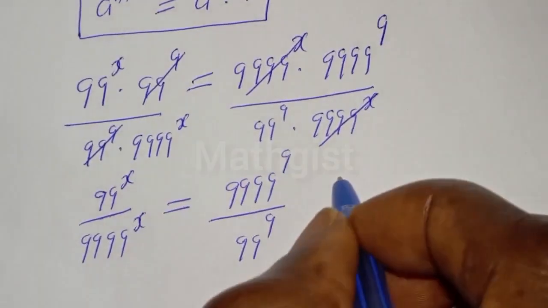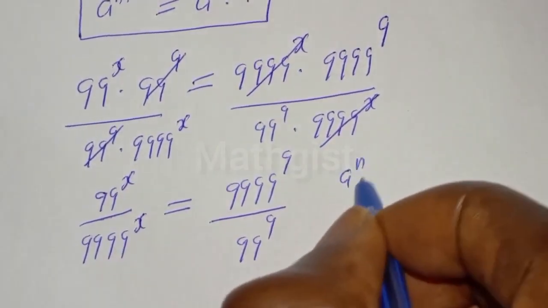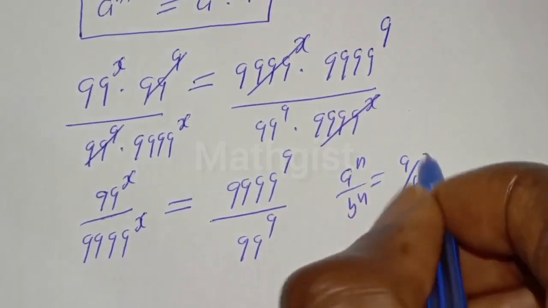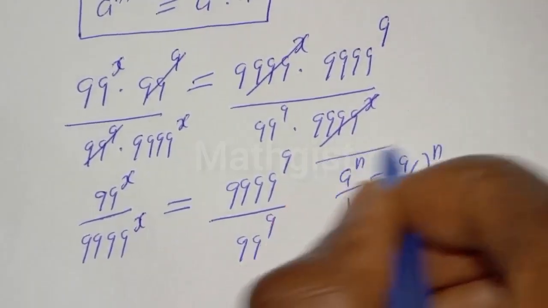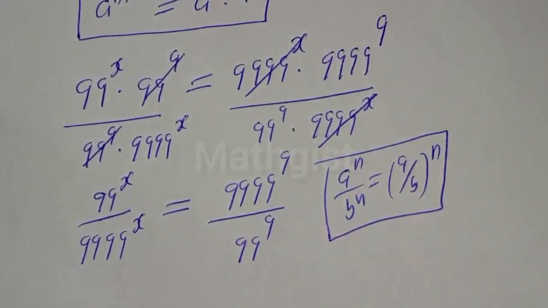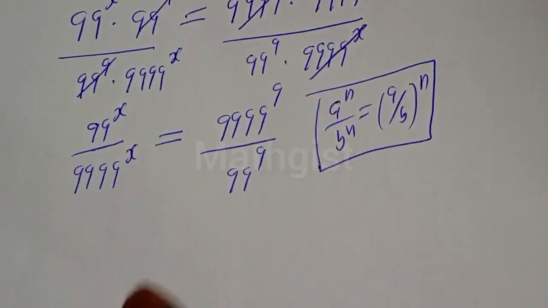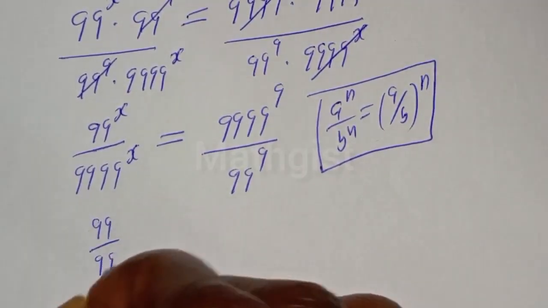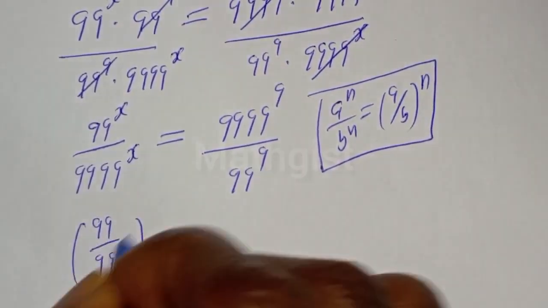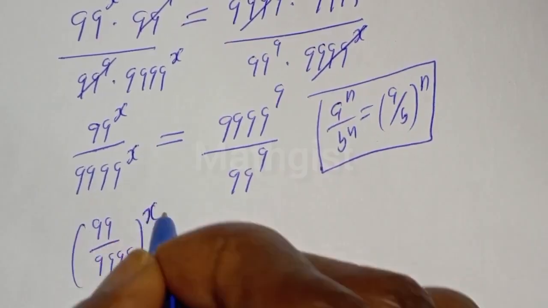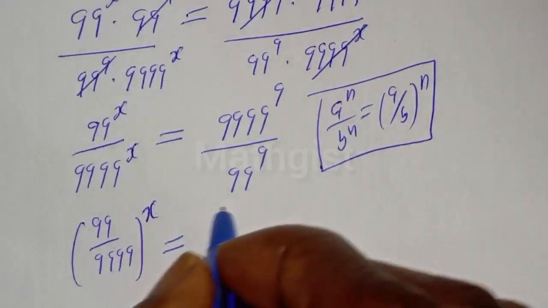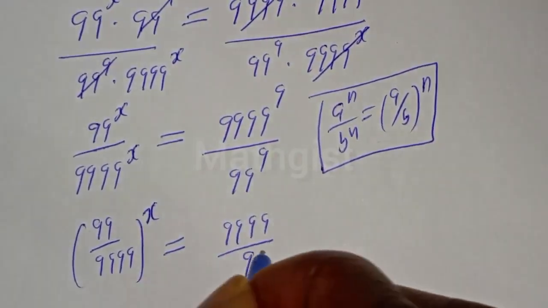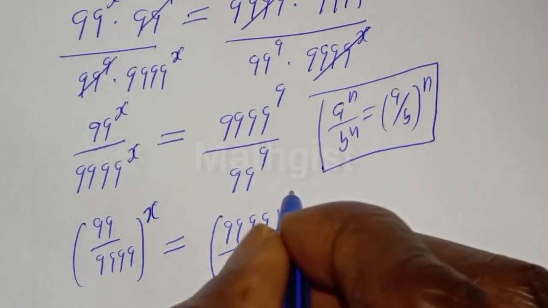Now, if you have a raised to power n over b raised to power n, this is equal to a over b raised to power of n. This can be written as 9 over 99 to the power of s is equal to 99 over 9 to the power of 9.